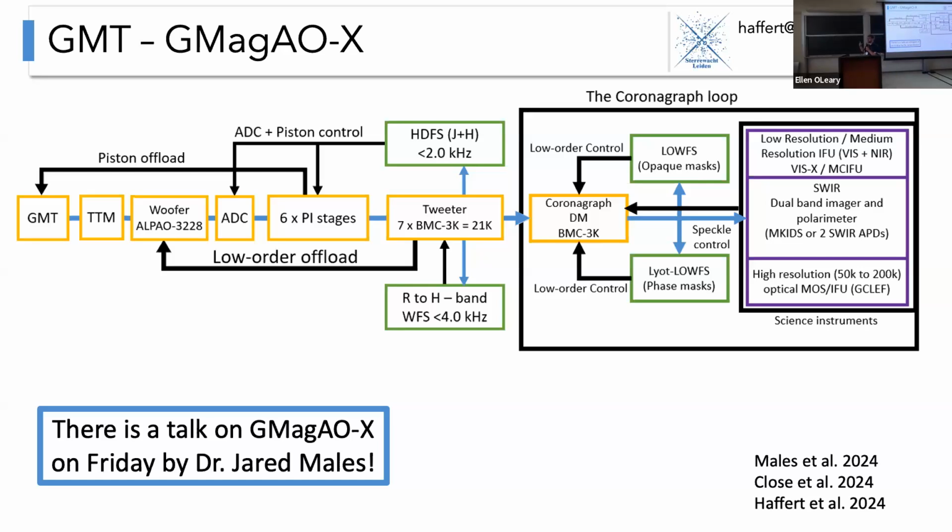We go through all this error budget nonsense. We think of all the errors that can happen in your system, and then you try and design active wavefront control elements that can correct for those errors. And then you get very complicated schematics. So later this week on Friday, Dr. Jared Mills will talk about the actual design of GMAGIO-X. So you can ask him for all the details.